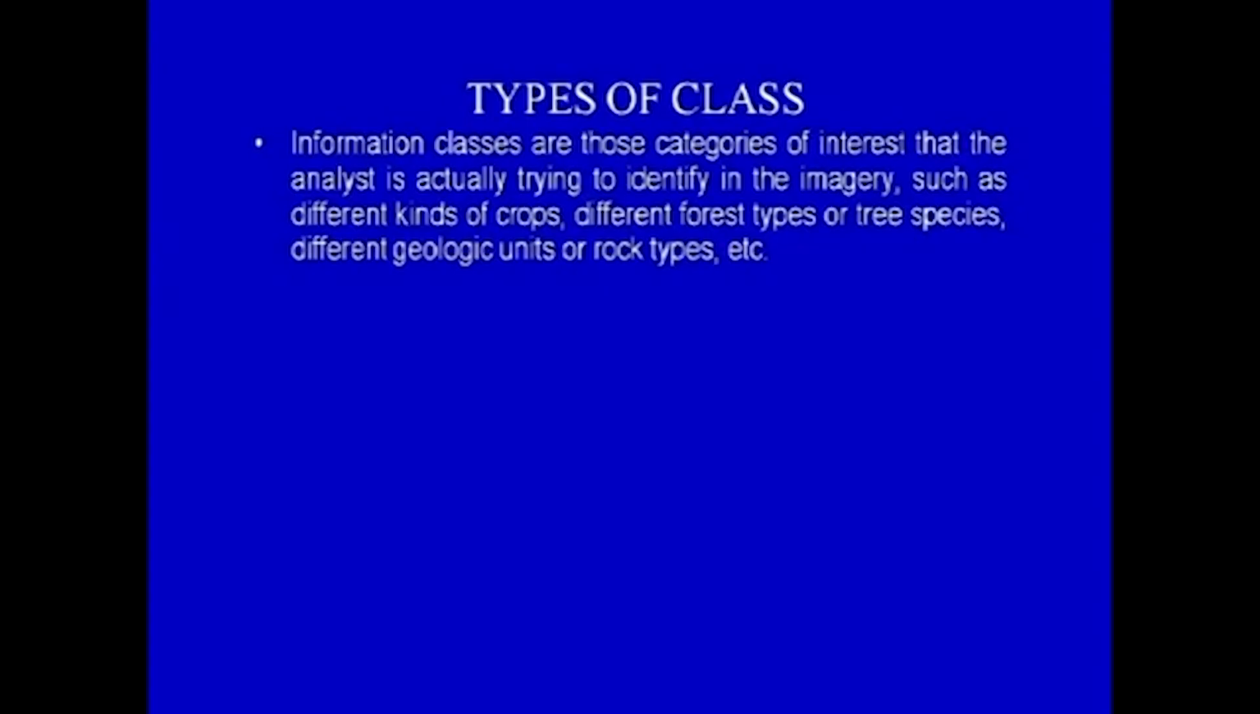Before we proceed to the classification, let us look at what are the different types of class of information. Well, these can be categorized into two classes, information classes and spectral classes. Information classes are those categories of interest that the analyst is actually trying to identify in the image, such as different types of crops, different forest types or tree species, different geological units or rock type, etc.